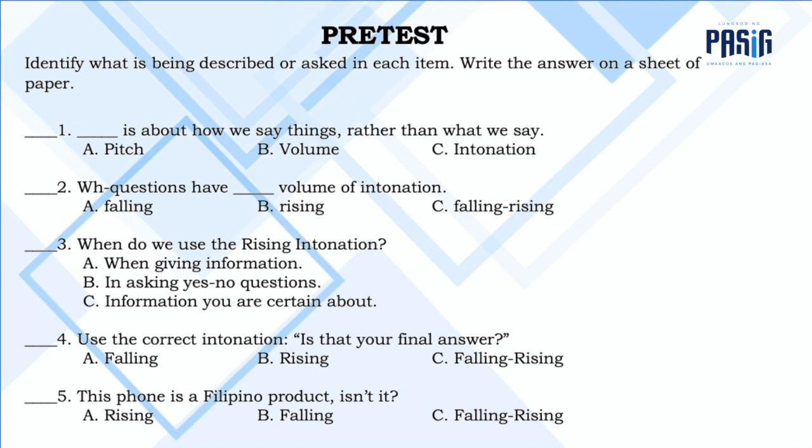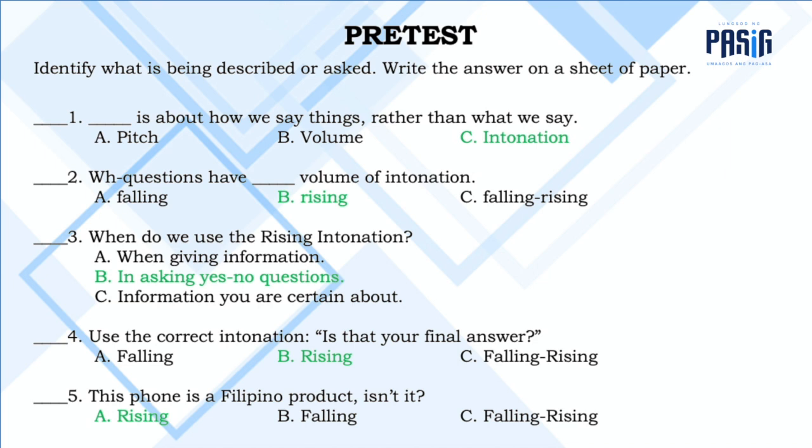Number 4. Use the correct intonation. Is that your final answer? A. Falling. B. Rising. C. Falling and rising. Number 5. This phone is a Filipino product, isn't it? A. Rising. B. Falling. C. Falling and rising. Here are the answers.